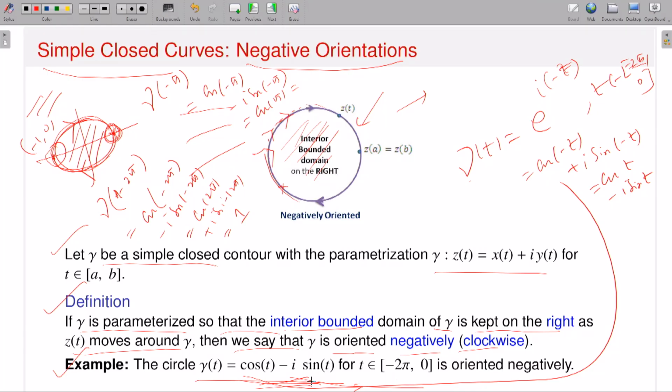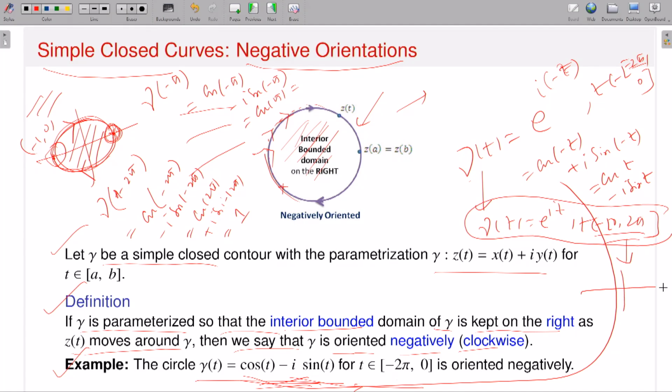You can also think about it this way. This is the curve, of course a unit circle. This is nothing but the negative of the curve e to the power i t, where t runs from 0 to 2 pi, a unit circle. If I draw the orientation here, you will check that the orientation is positive. That means this parameterization induces an orientation which is positive, so I move in this direction. The interior bounded domain is on the left and the exterior unbounded is on the right. So this is positive orientation.